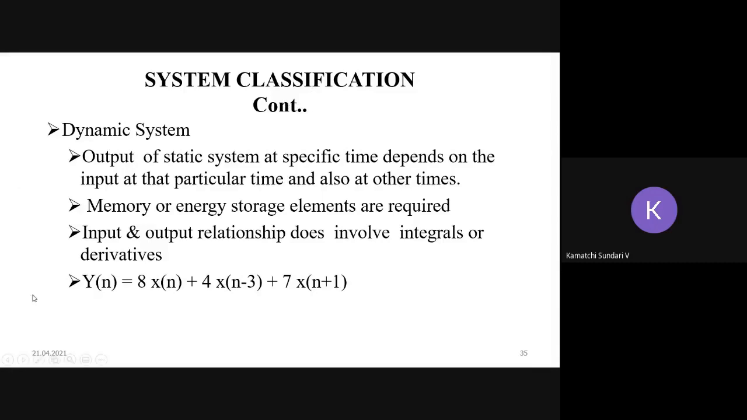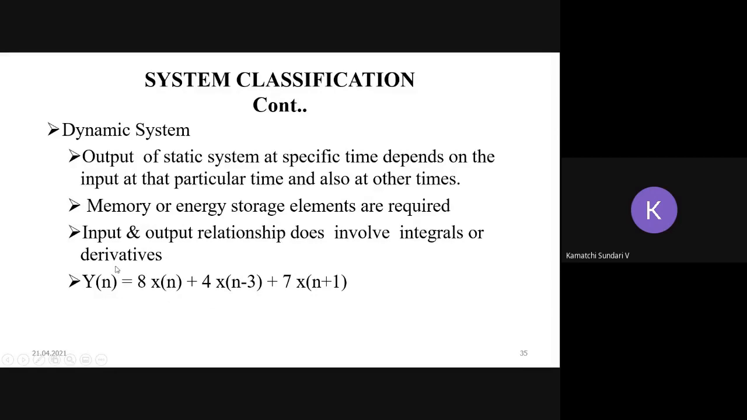And similarly, coming to the output side, the same rule applies. y of n minus k is the past output, and y of n plus k is the future output. So here the dynamic system depends on the input at that particular point of time. So if I want to calculate my output y of n, then it depends on the signal at that particular point, that is x of n, and also on other times. It is also possible. The combination is possible here.